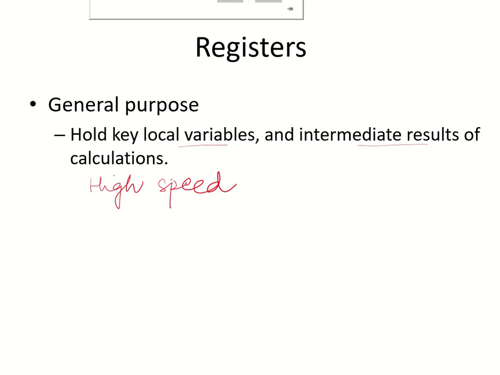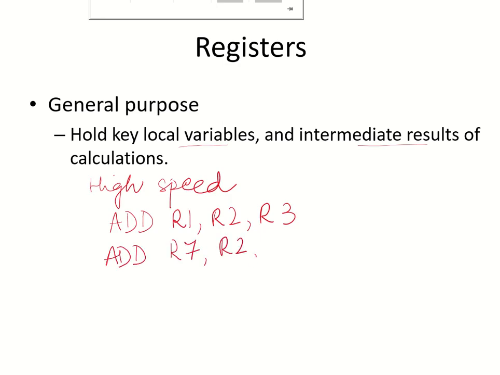These registers are interchangeable in the sense that if I'm using registers R1, R2, R3, I might as very well use some other register in place of R1. So I can use R7 also to store the result of the addition of these two operands. So these are interchangeable. I can use any general purpose register to store an operand which is stored in some other register.